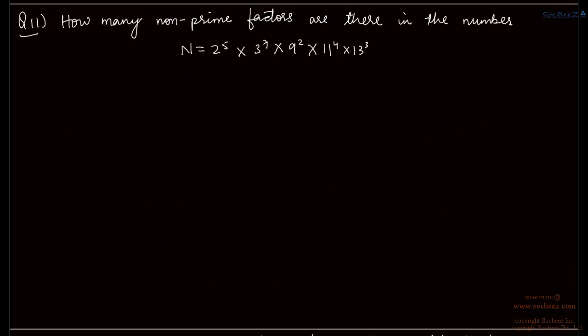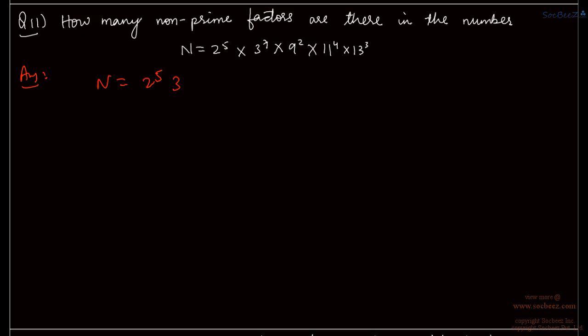Question number 11 here. How many non-prime factors are there in the number n is equal to 2 power 5 into 3 power 7 into 9 squared into 11 power 4 into 13 power 3? Now there is a catch in this question, right? If you look carefully, 9 is not a prime number, right? 9 is just 3 squared.